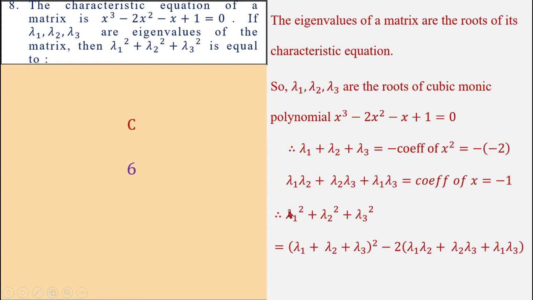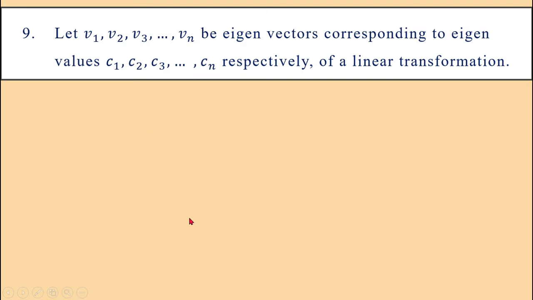So we will get the value of lambda 1 square plus lambda 2 square plus lambda 3 square by substituting the values: lambda 1 plus lambda 2 plus lambda 3 is equal to plus 2, and lambda 1 lambda 2 plus lambda 2 lambda 3 plus lambda 1 lambda 3 is equal to minus 1. We get 2 square minus 2 times minus 1, that means 4 plus 2, that is equal to 6. So the correct option is C, that is 6.